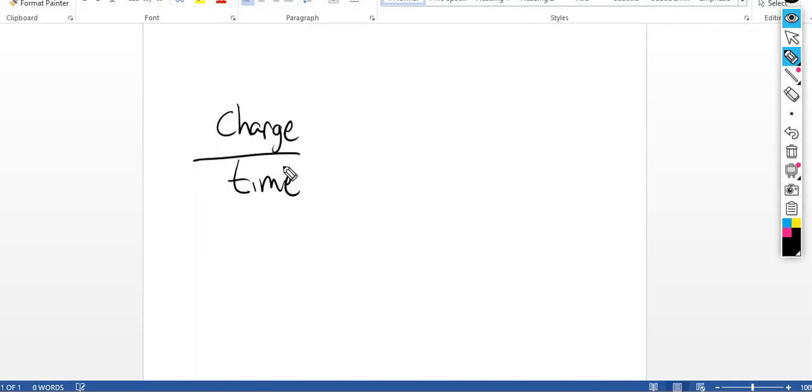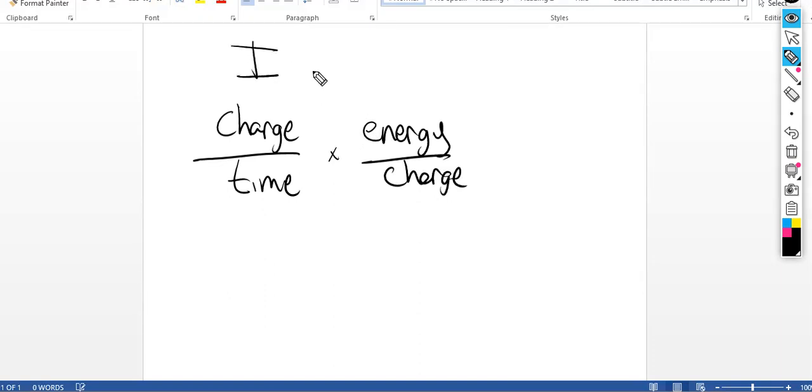I wrote it as intensity of electric current. That's just because we use the letter I for it. Where does the I come from? It's the intensity of the current. So this is current. All right, what is energy per charge? This is the intensity of the current. What's energy per charge?